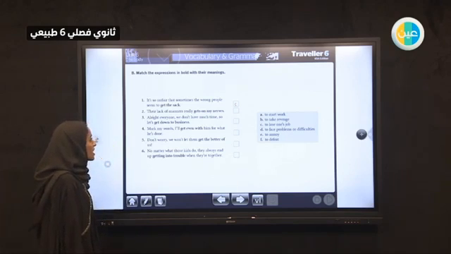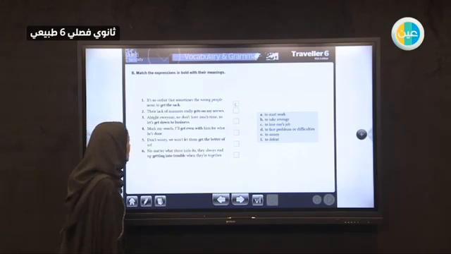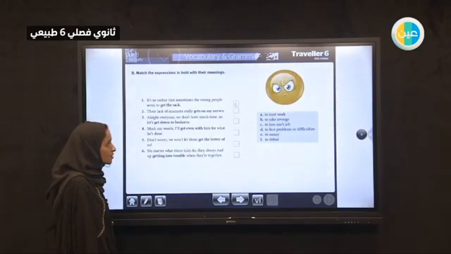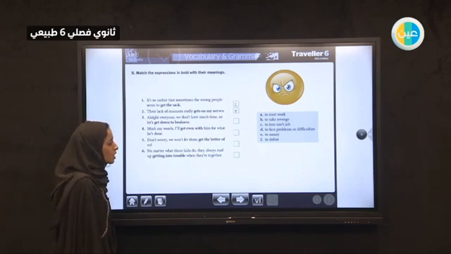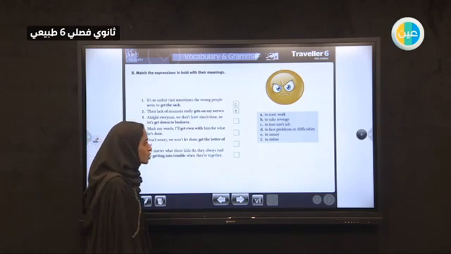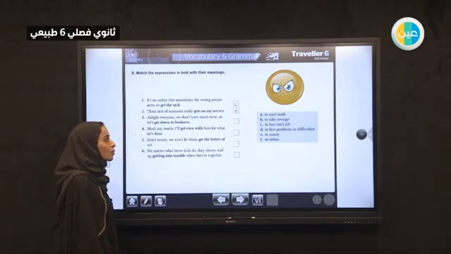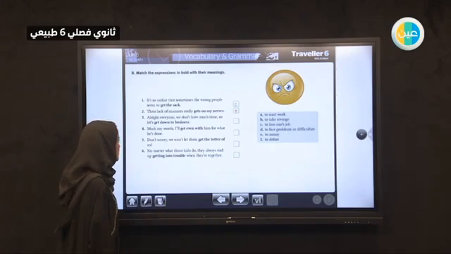Number 2: "Their lack of manners", they misbehaved, they were not polite enough, "really gets on my nerves." What is getting on someone's nerves? It makes you annoyed. You are not happy about it. So it is E, which is to annoy. If you do not behave, someone else is going to be annoyed, or you will get on their nerves.